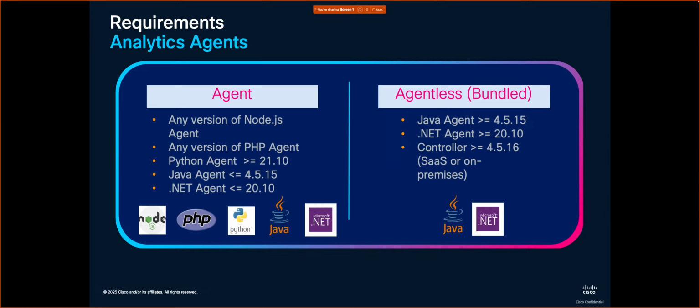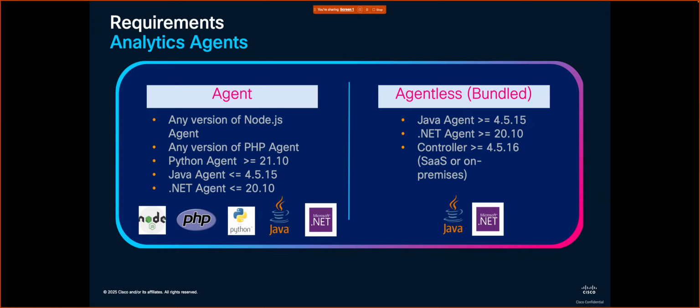And then now, agent requirements. If you're running a standalone analytics agent, which you can do, you can use it with Node.js, PHP, Python, Java, and .NET. Python, Java, and .NET have some requirements of their own independent agent that they're using. PHP and Node.js do not.